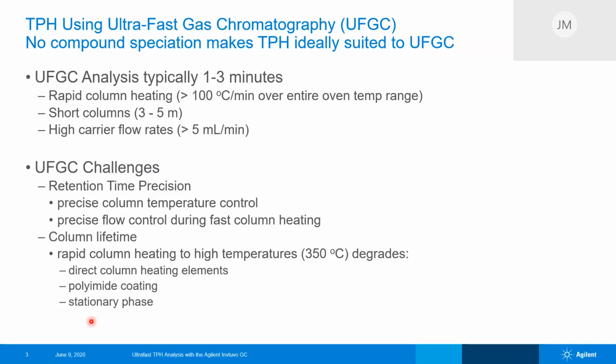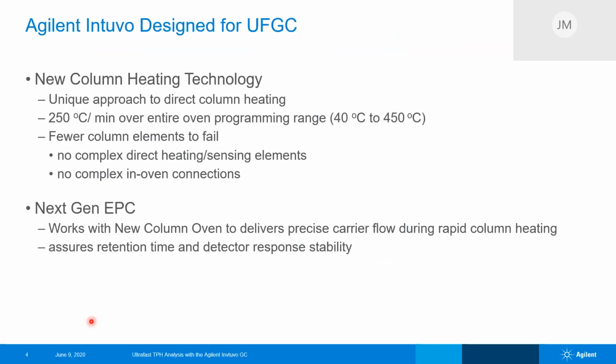Typically, we're going to be using thinner film stationary phases, again, to reduce the retention time or the hold time for the later eluting peaks. And with thinner stationary phases, they will degrade faster when we're rapidly heating to high temperature. So all these things need to be taken into account when looking for a GC system to do these high temperature ultrafast techniques.